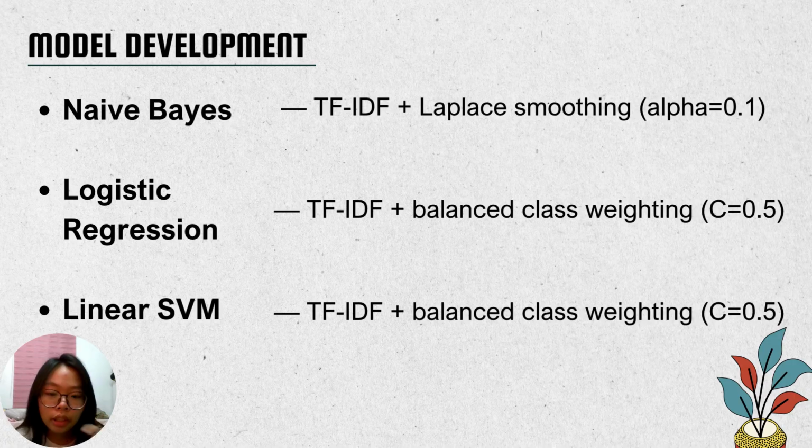Crucially, because our Shopee review dataset exhibits a significant class imbalance, with positive reviews being the heavy majority, we explicitly integrated the class weight balanced parameter into both the logistic regression and the linear SVM pipelines. This penalty modification forced the model to give proper attention to the minority classes, particularly the underrepresented neutral feedback.